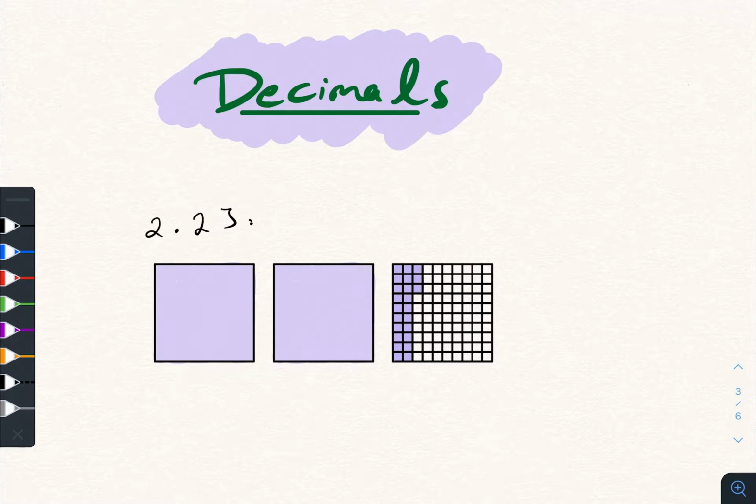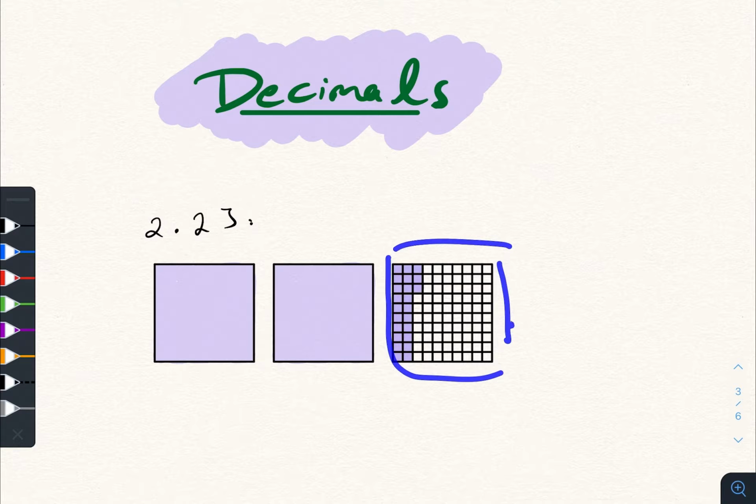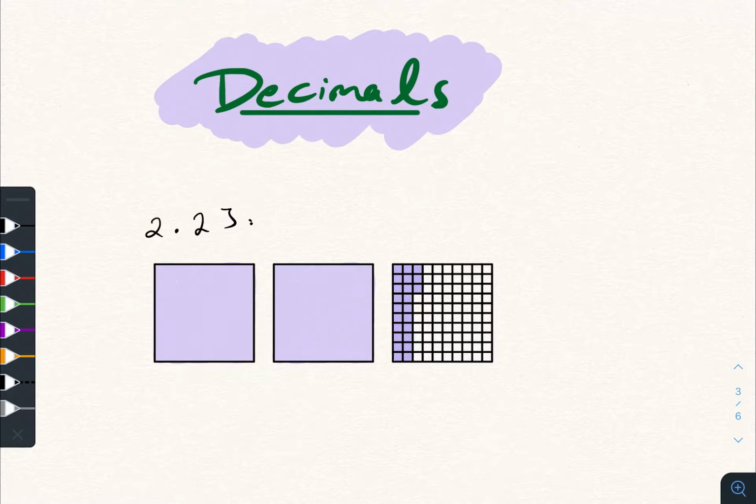whole. So here I've taken the whole and broken it up into hundredths, into 100 equal pieces, and then I have shaded 23 of them. So this represents 2 and 23 hundredths.